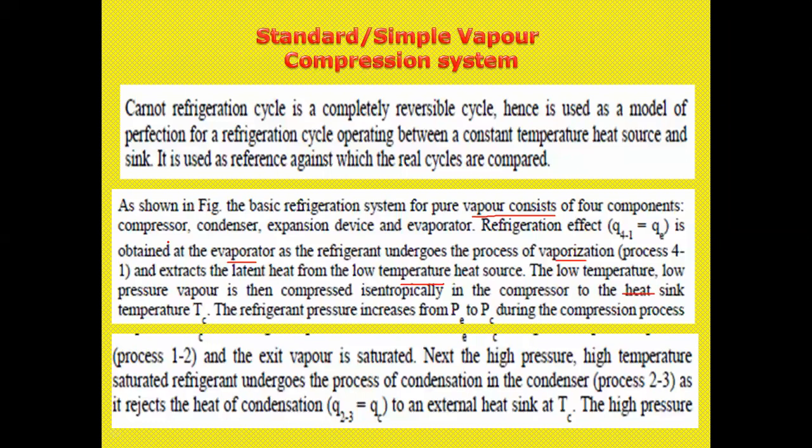Now the process 1 to 2, and the exit vapor is saturated. Whenever the 1 to 2 process and 4 to 1 process is saturated, next the high pressure, high temperature saturated refrigerant undergoes the process of condensation in the condenser, as shown, rejecting heat to the external heat sink Tc.